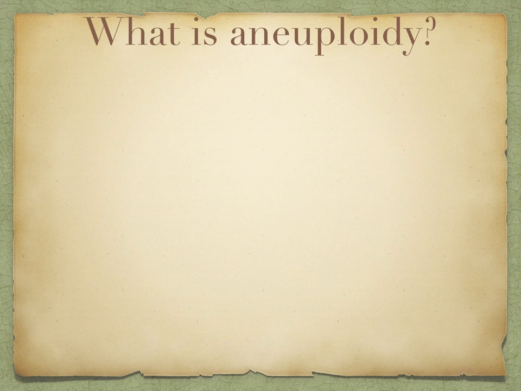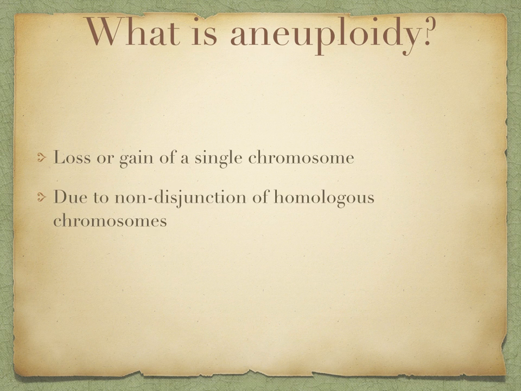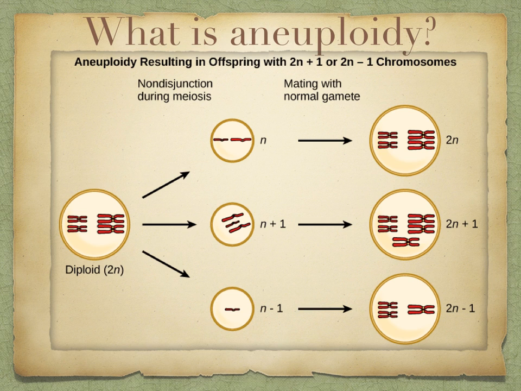Now, what is aneuploidy? Aneuploidy is the loss or gain of a single chromosome due to the non-disjunction of homologous chromosomes during anaphase 1 of meiosis. The gametes are either going to have an extra chromosome, N+1, or they're going to be missing a chromosome, N-1. Let's have a look at what I mean.